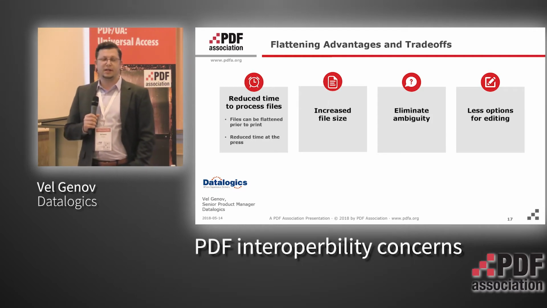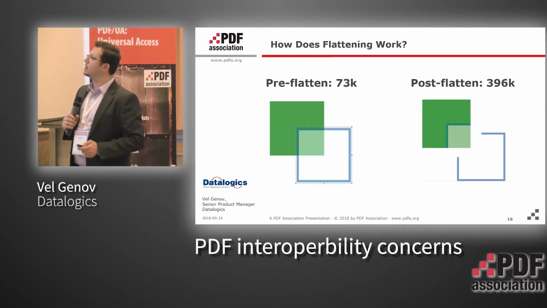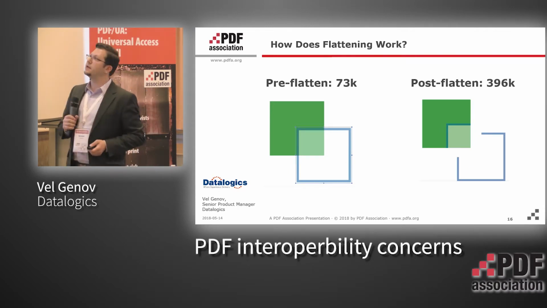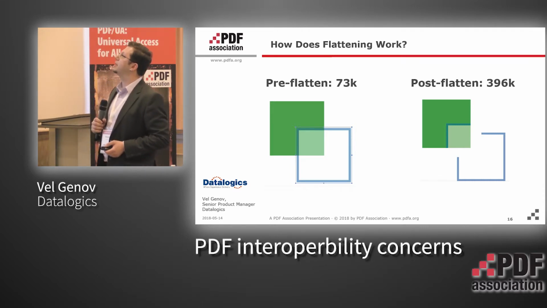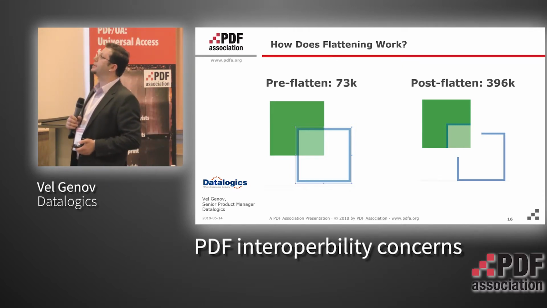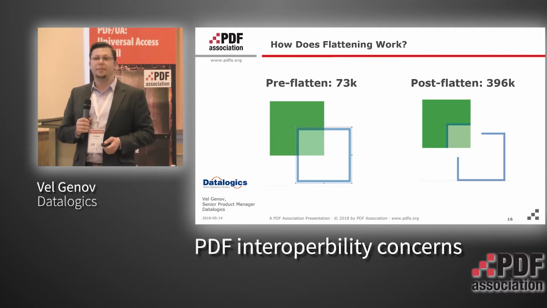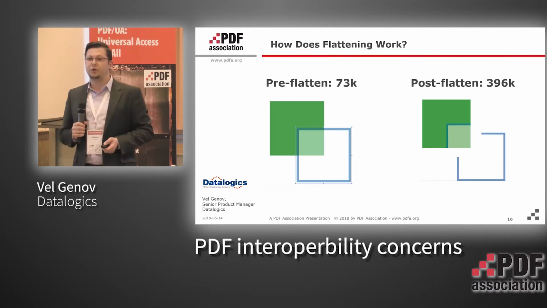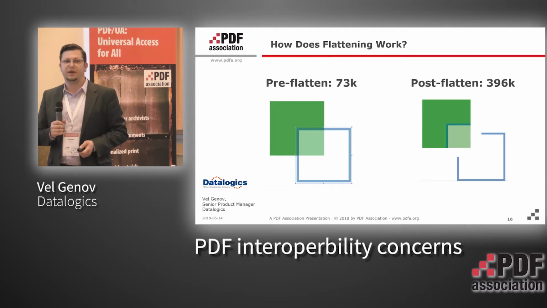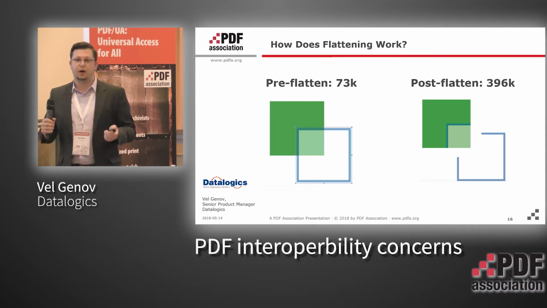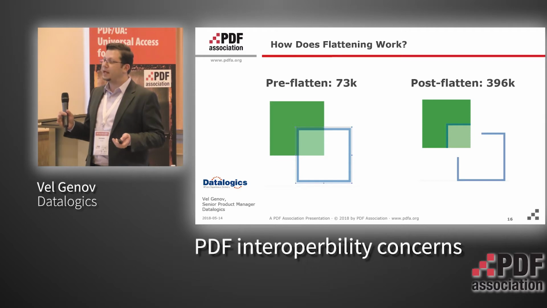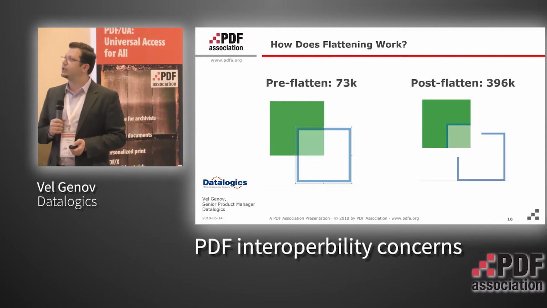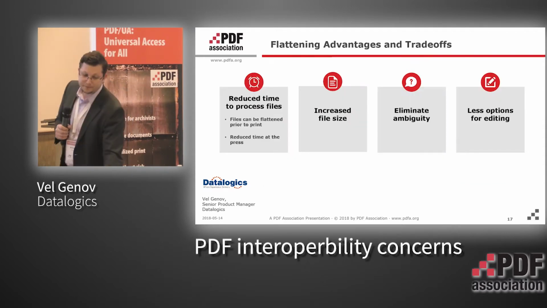On the downside, flattening actually increases file size. So if we take a look at the previous example, the PDF file that contained the left image was 73K. The PDF file that contained the right image was 396K. So it was quite a bit bigger, but then again, you made the trade-off for reduced ambiguity in that file. So it's really something that's up to you to decide which one you need, and they can both be useful. Files with transparency can be useful. Larger files without transparency can also be useful.